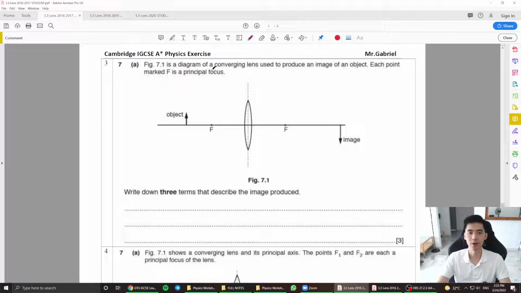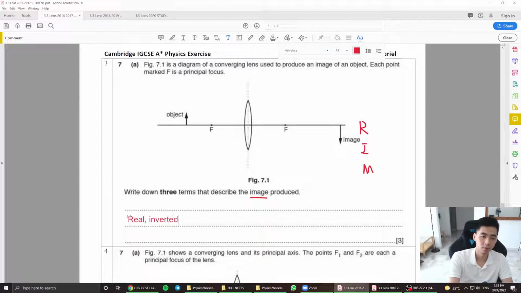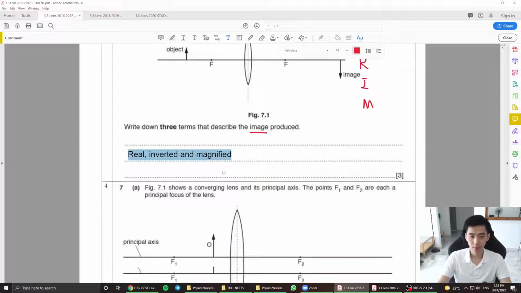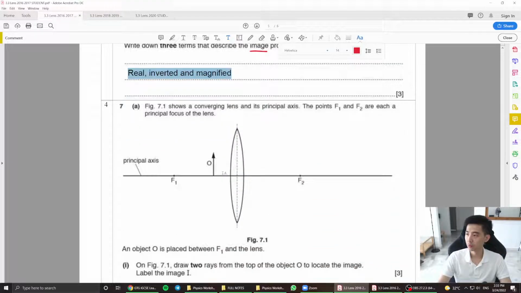Figure 7.1 is a diagram of a converging lens used to produce an image of an object. Each point marked F is the principal focus. Write down three terms that describe the image produced. Obviously here you can see that it is real, it is inverted, and it is definitely going to be magnified, right? So all you need to write here is real, inverted, and magnified. And this is how you're supposed to get your 3 full marks, guys. Very straightforward here. Alright, then moving on to the next part here.